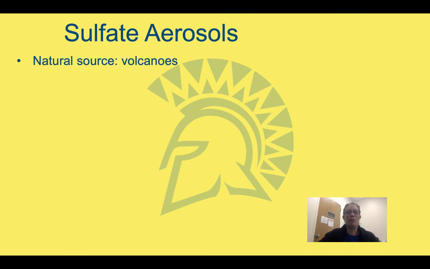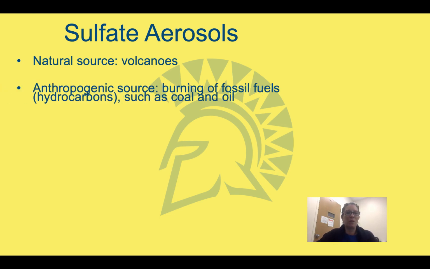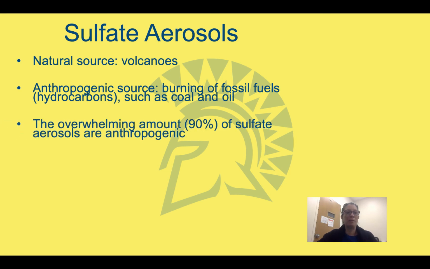Now, sulfate aerosols are kind of a subcategory of aerosols, and their natural source is going to be volcanoes. But there's also an anthropogenic source, which would be burning of fossil fuels, hydrocarbons, such as coal and oil. That's going to be the coal-powered power plants, and also our vehicles, coming out of the tailpipe. Around 90% of sulfate aerosols are anthropogenic. So by far, we're going to have more from human-induced causes.